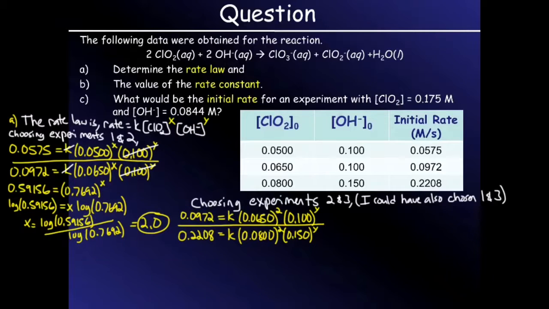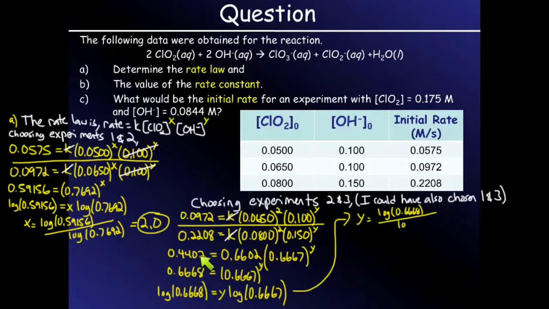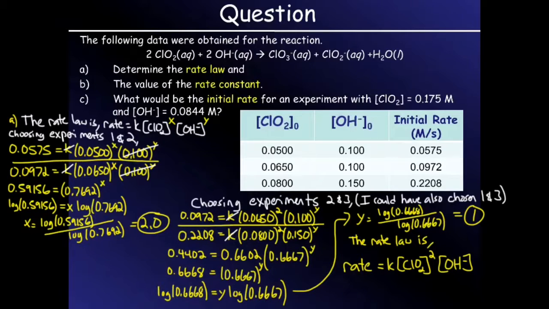It turns out that there is nothing staying constant in experiments 2 and 3, nor in 1 and 3, but because we already know the exponent for hydroxide, the concentration does not need to stay constant. We can plug in the value we have calculated, 2. The only thing that cancels then is our K values, and we will get a ratio of the rates being equal to 0.4402, this number right here being equal to 0.6602, and then we will have this ratio raised to the Y value. We can rearrange the equation, take the log of both sides, isolate our Y value, and get a Y value of 1.